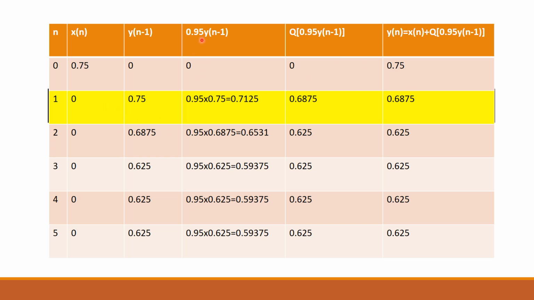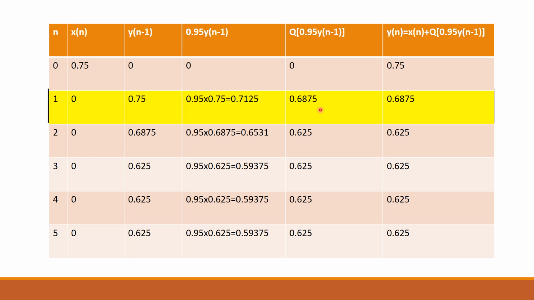Next, 0.75 into 0.95. We are multiplying it and we got the answer as 0.7125. Now, here you are going to apply quantization, because quantization of 0.95 into y of n minus 1. So we are going to apply quantization and find out the answer here.